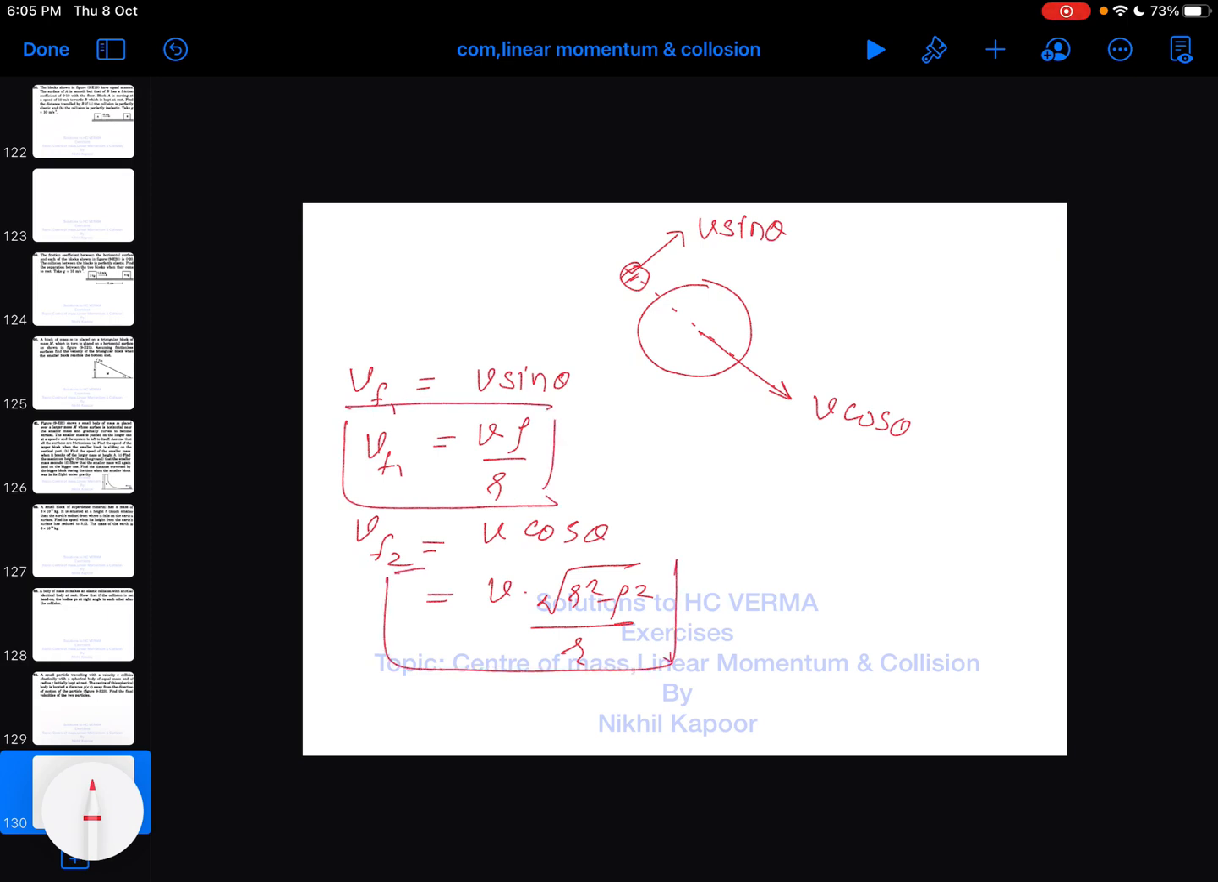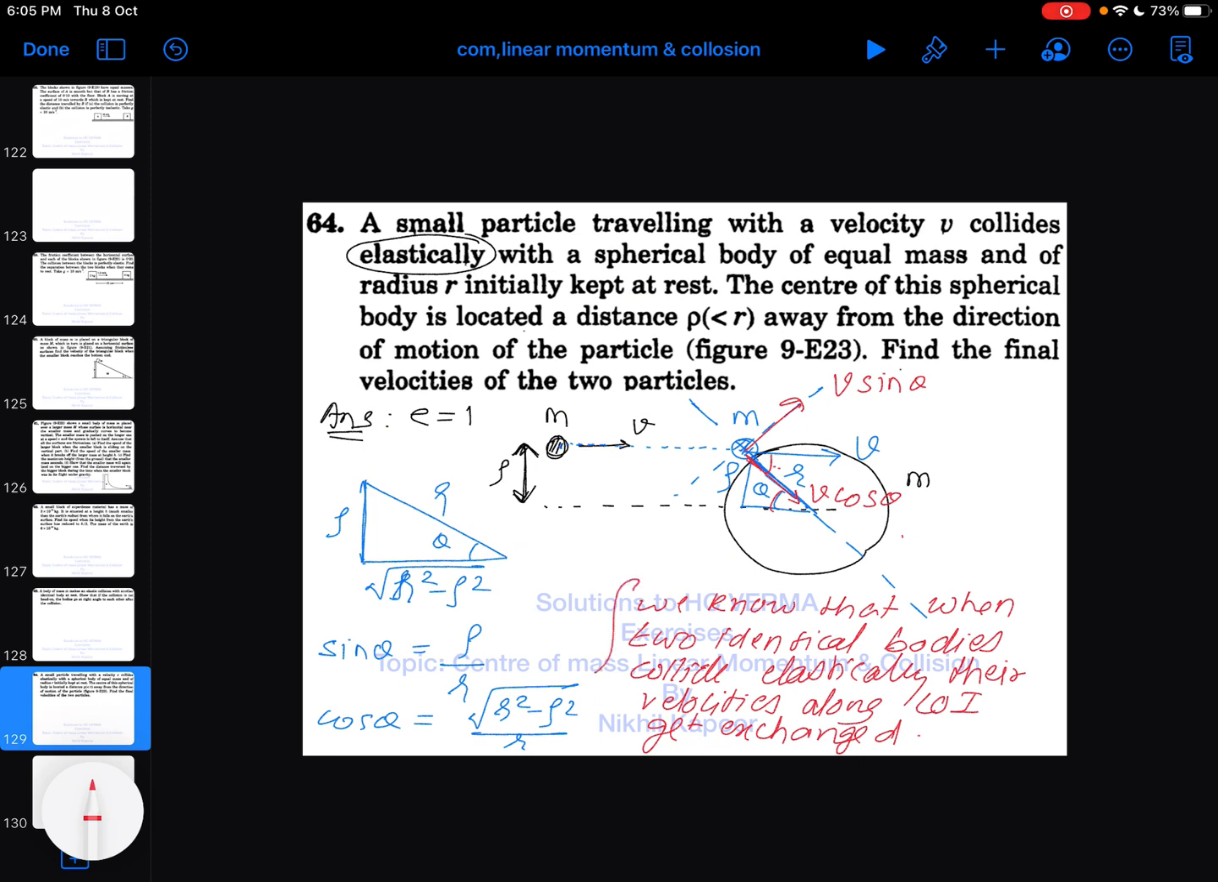This is a very simple example, but you need to remember only this thing: when an elastic collision happens between two identical bodies, or bodies of the same mass, then velocities along the line of impact get exchanged.